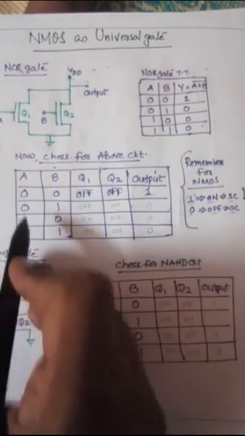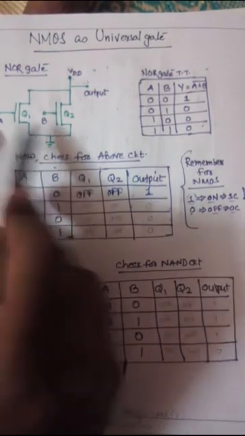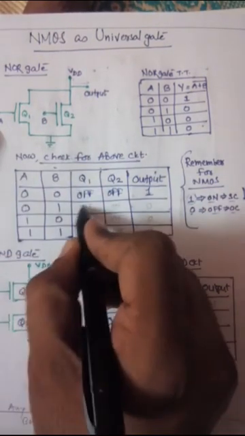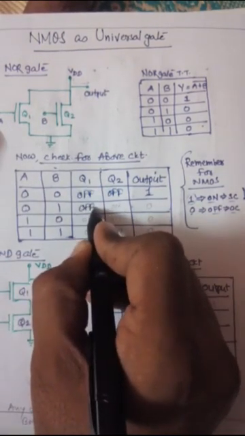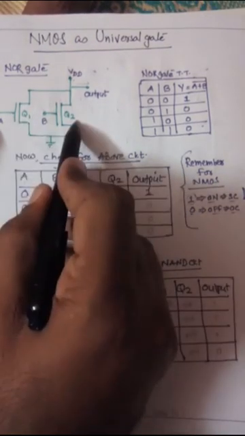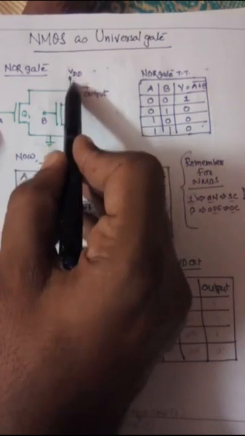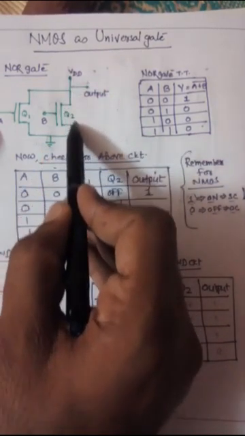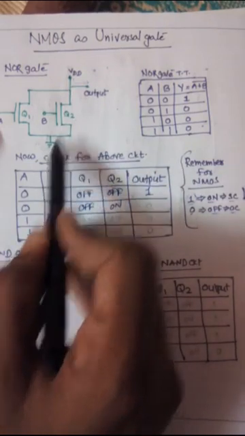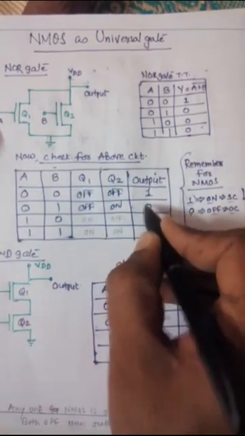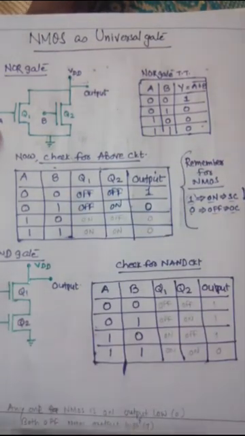Okay. Now in the second condition, this is 0 and this is 1, meaning low and high. Low means this NMOS is off and the other one is on. So a path from VDD to ground is available through Q2, and current will flow this way. So the output cannot be available. That's why the output is 0.